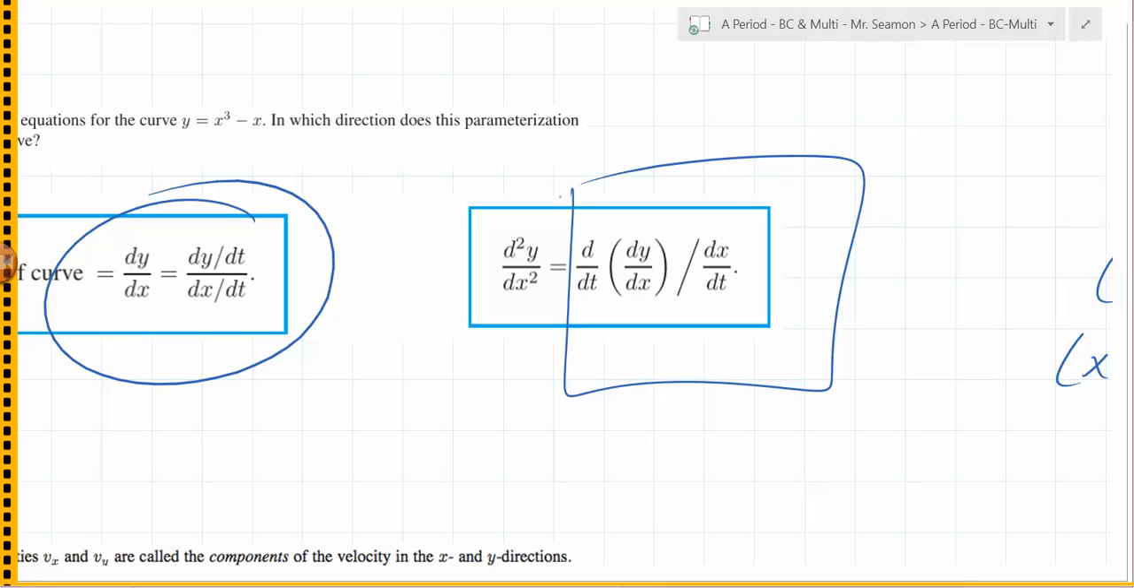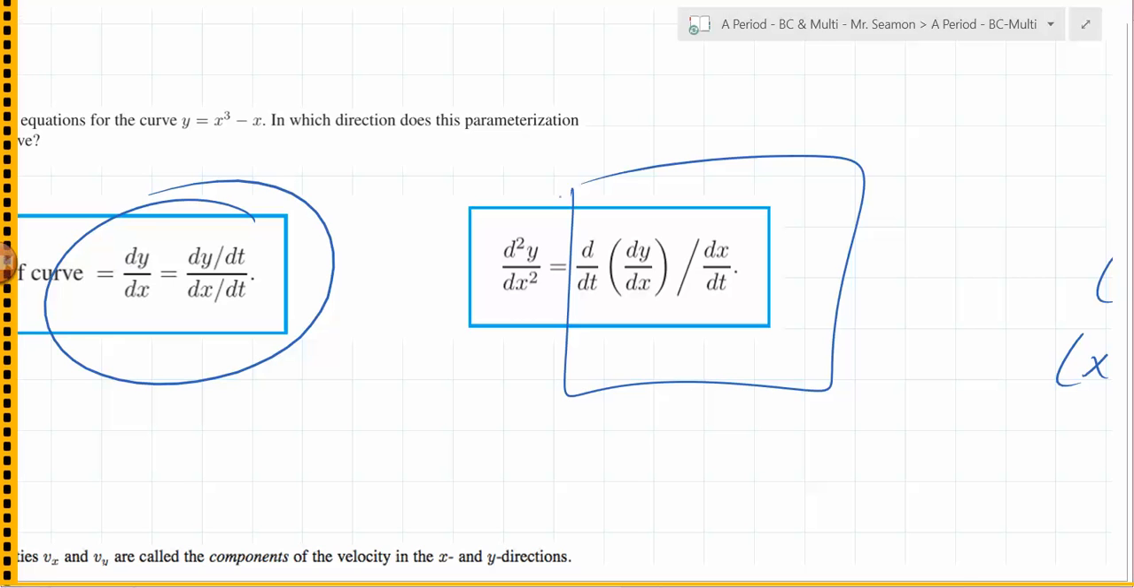So you have dy/dx, and what do you do to dy/dx? Divided by dx/dt. Not divide it. You differentiate dy/dx with respect to t, and then divide it by dx/dt. Do you know where this comes from? It does come from the chain rule. Exactly. It does come from the chain rule.